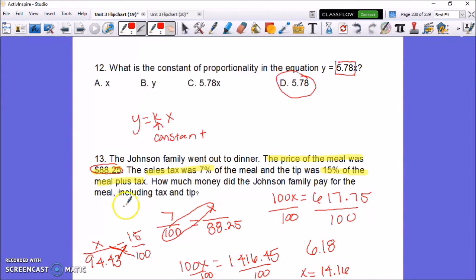So how much did we pay in all? So this is our amount, the $94.43 is the amount for the meal and tax. So now we just need to add our tip to that. So $94.43 plus $14.16 gives us $108.59. So you should have $108.59 as your answer.